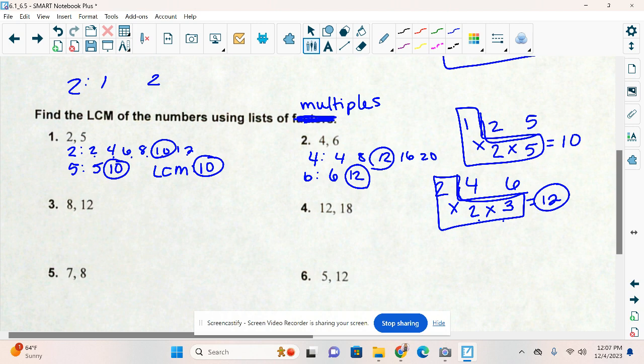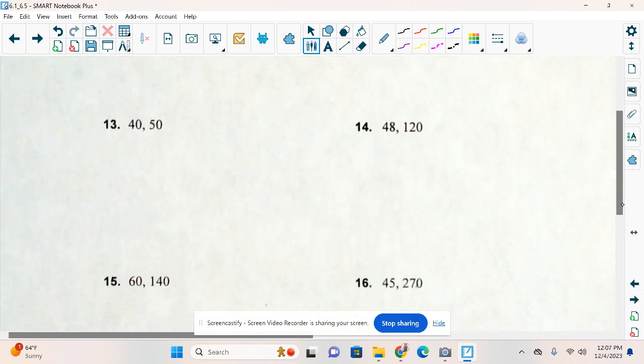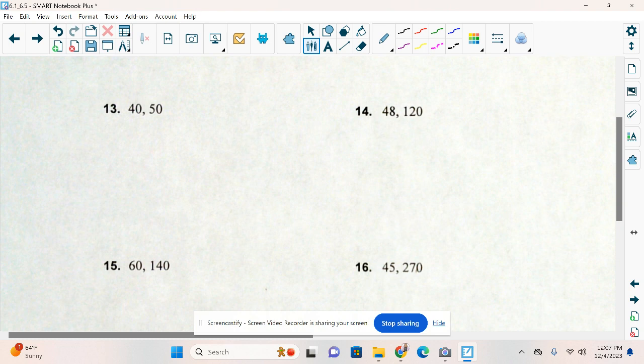Okay. If you flip it over, there are some bigger numbers that I want you to see. You have 48 and 120. You can either list it or do the slide. But if I did the slide, 48 and 120, what would you want to start with? 12. Let's start with 12. Okay?